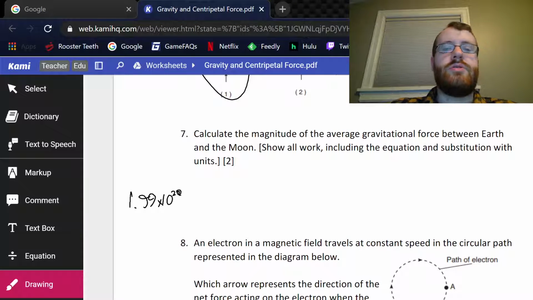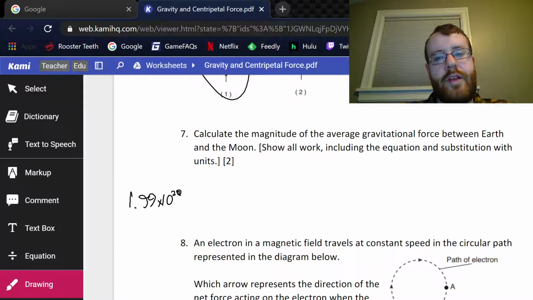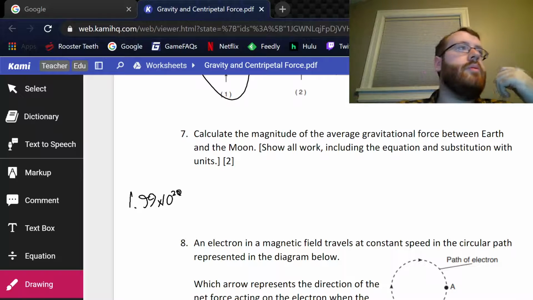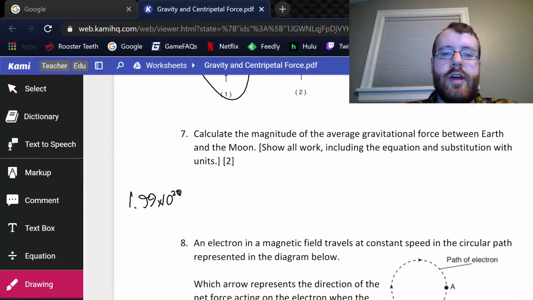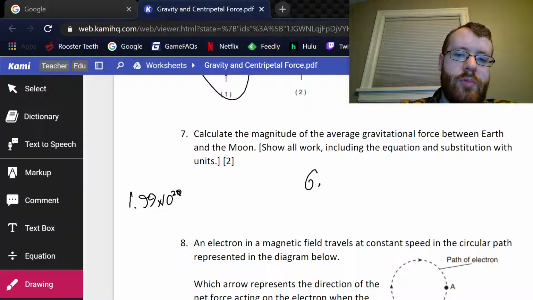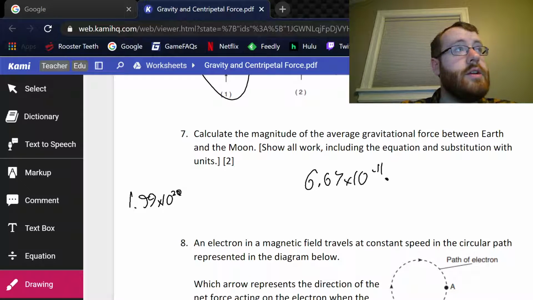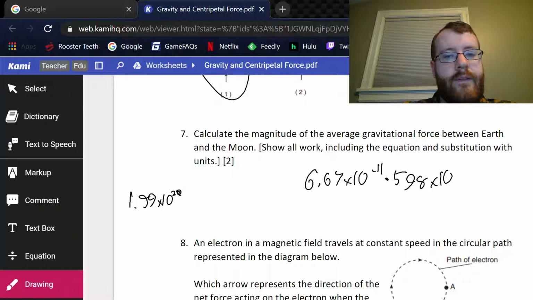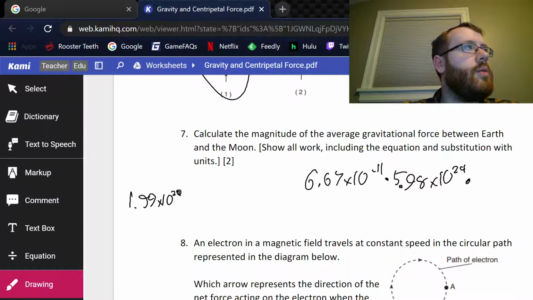Calculate the magnitude of the gravitational field strength between the Earth and the Moon. Basically, whenever it seems like you don't have enough information, the information is found on the reference table. In this case, the mass of the Earth is on the reference table. It's 6.67 times 10 to the minus 11 times our mass of the Earth. Sorry, there's a decimal there. To the 24th, times our mass of the Moon.